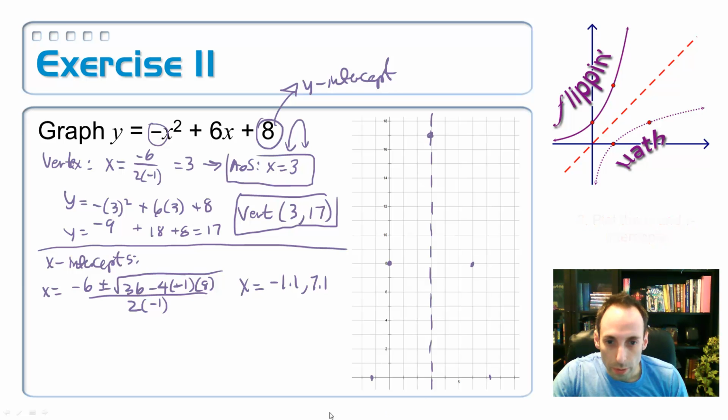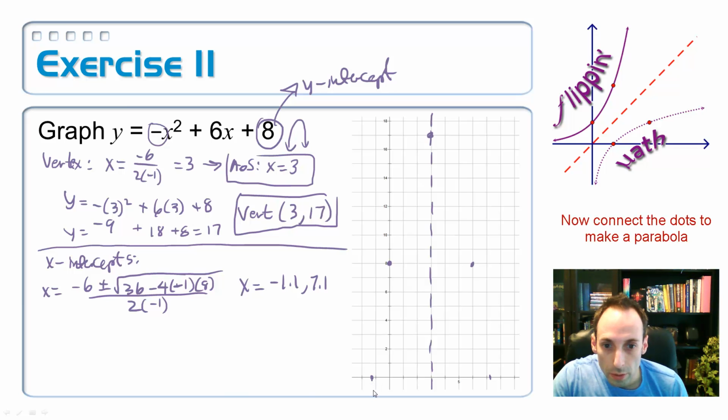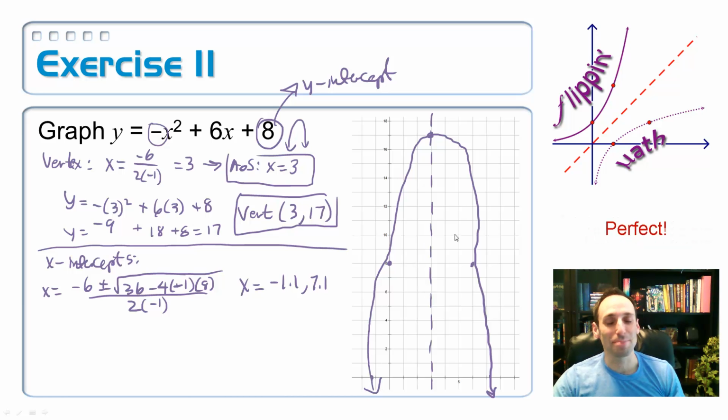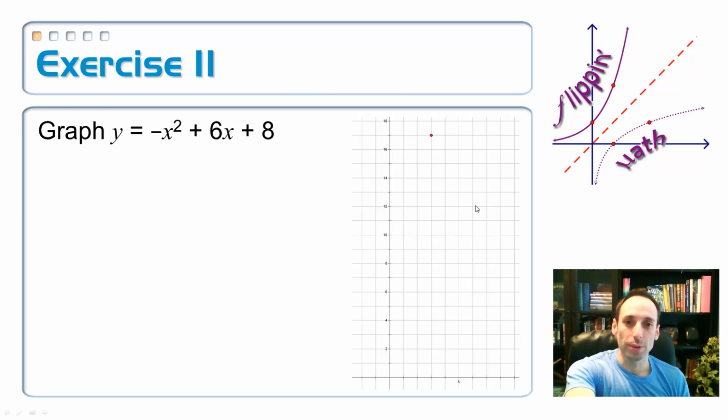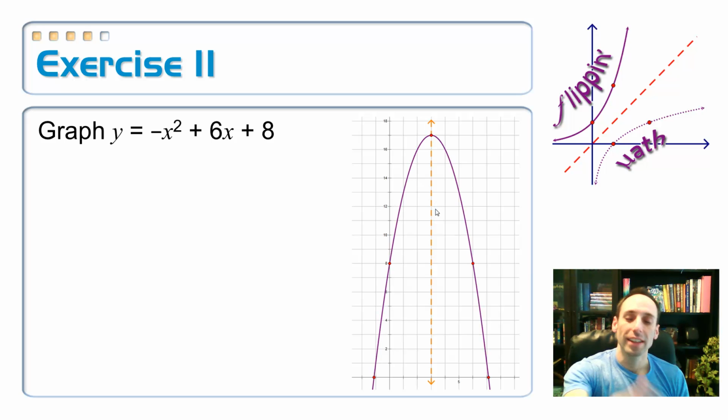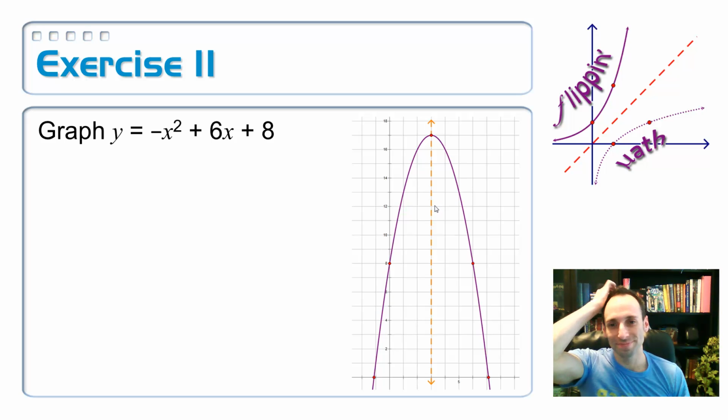Now here's the tough part. Connecting all these dots. I just have to find my pen. There it is. So let's see if I can pull this off. Ooh. Gosh, that's a good looking parabola. My oh my. Here, just take a look at this one instead. There was the vertex and the axis of symmetry, the reflection of the y-intercept and the two x-intercepts, and yeah, that's what it's supposed to look like.